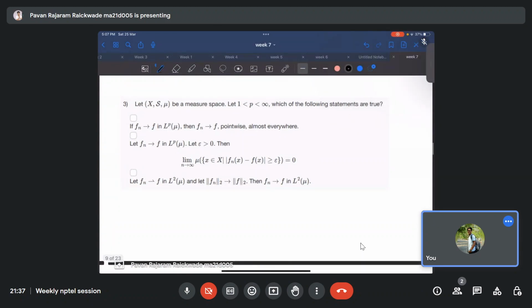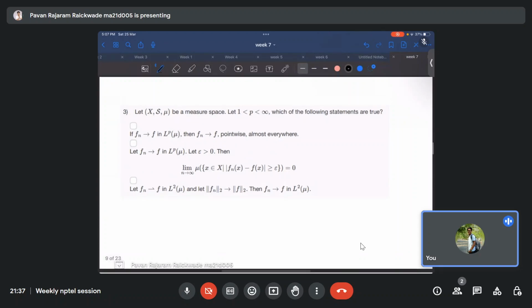Okay, so question number three. We have a measure space (X, S, mu), and p from 1 to infinity, strictly less than infinity. Which of the following statements are true? If fn goes to f in Lp, then fn goes to f pointwise almost everywhere. No, this is in fact true for subsequences, but not everywhere. You can check with a counterexample, which will work for every Lp.